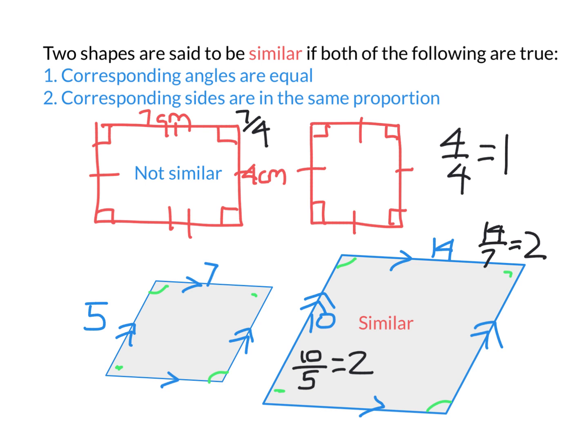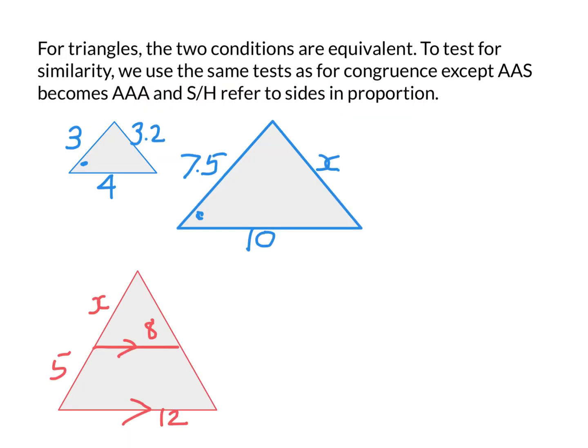The idea behind similarity is they're the same shape but not necessarily the same size. The idea behind similarity is that one shape is just a larger version of the other shape. All right, let's now look at similar triangles. Only for triangles are those two conditions on the previous slide equivalent. In any triangles, if sides are in proportion, then angles are equal. And conversely, if angles are equal, sides are in proportion. You can't have one without the other.